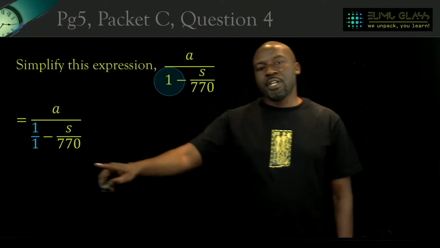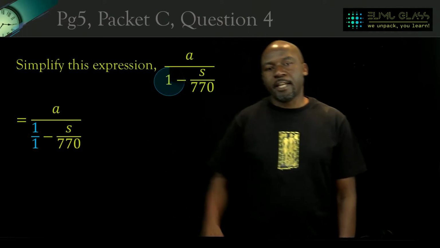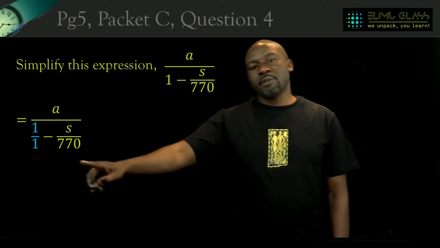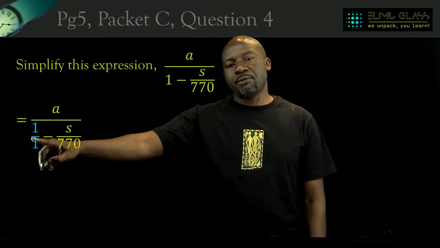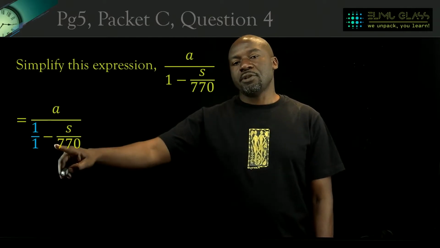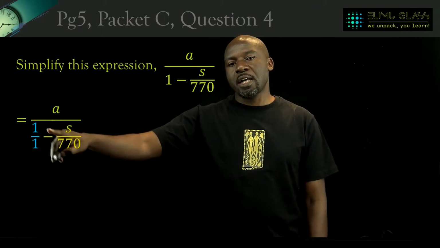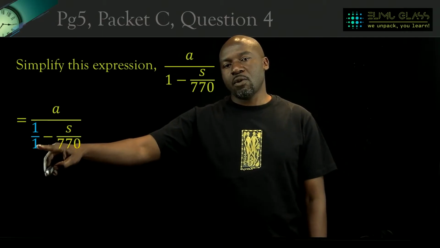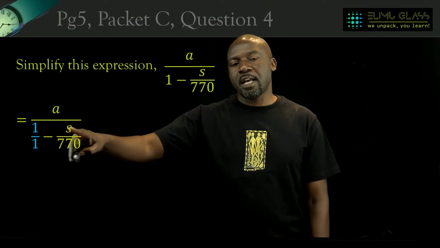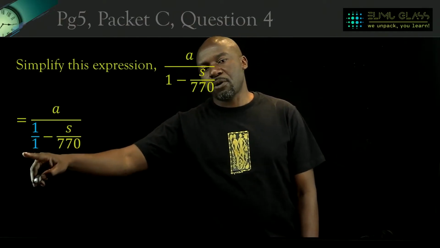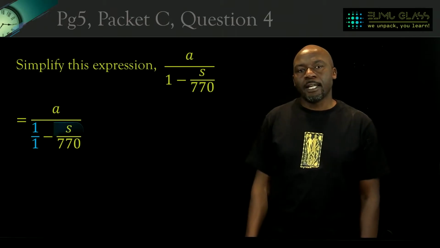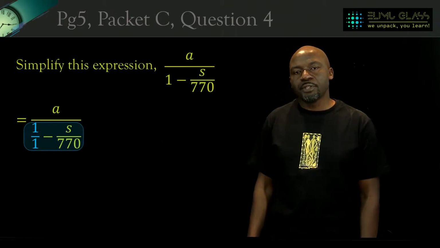Okay, and now we need to deal with that denominator there. The way we deal with the denominator, which is the difference between 2 fractions, is just take that 770, multiply by 1, and then we subtract 1 times s, and then everything divided by the product of the denominators, like this. We need to deal with that.